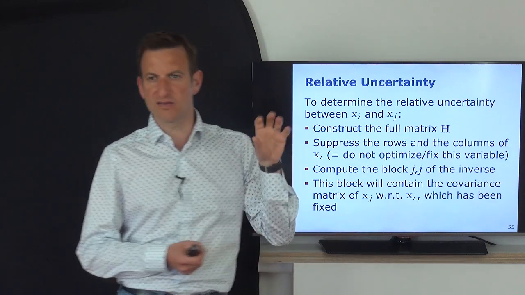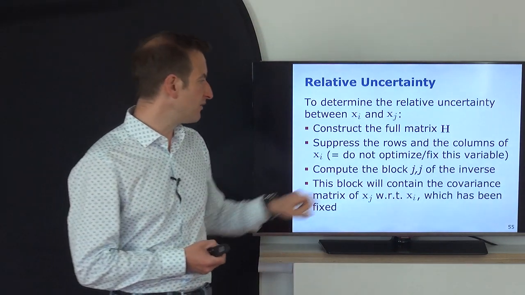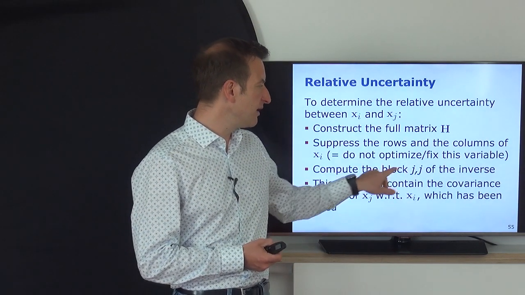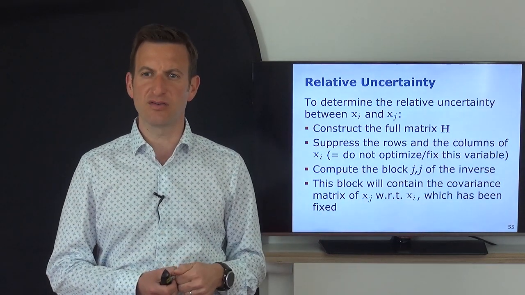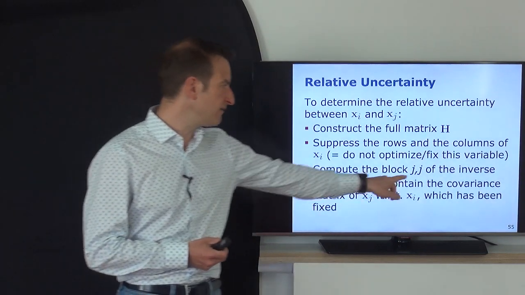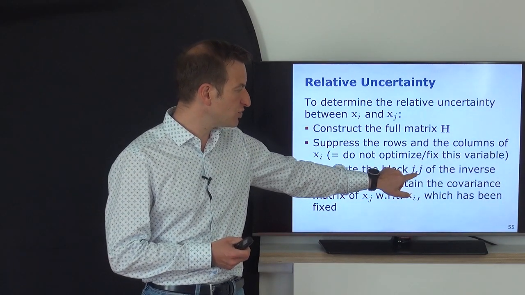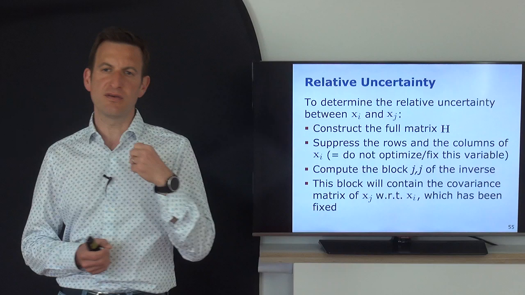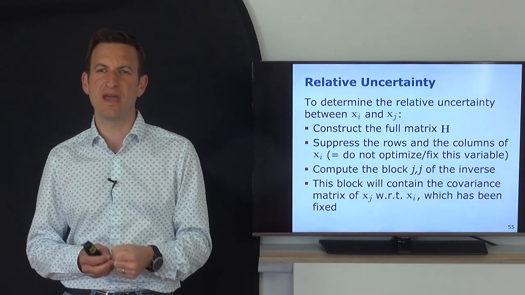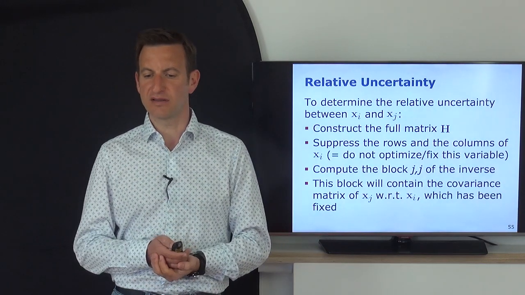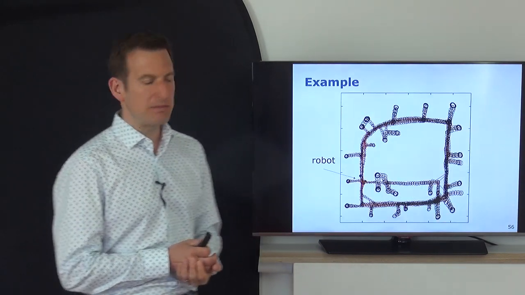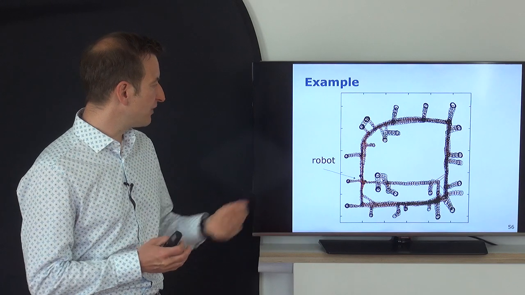If you're only interested in a subpart of this inverse, there are ways for computing only this block jj of the inverse of the matrix. And then this block, the block jj of the inverse, actually gives you the covariance matrix of xj with respect to xi being fixed, and this tells you your relative offset. This is, for example, being used when you build maps. So this is one of the examples.